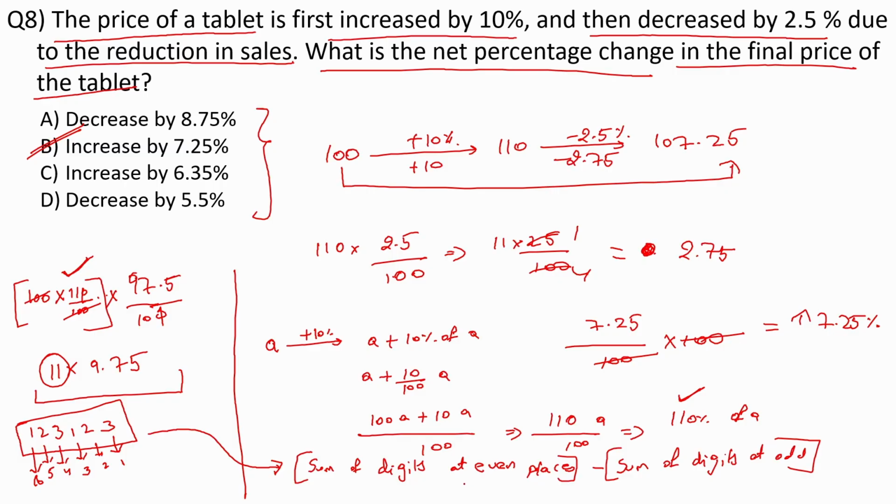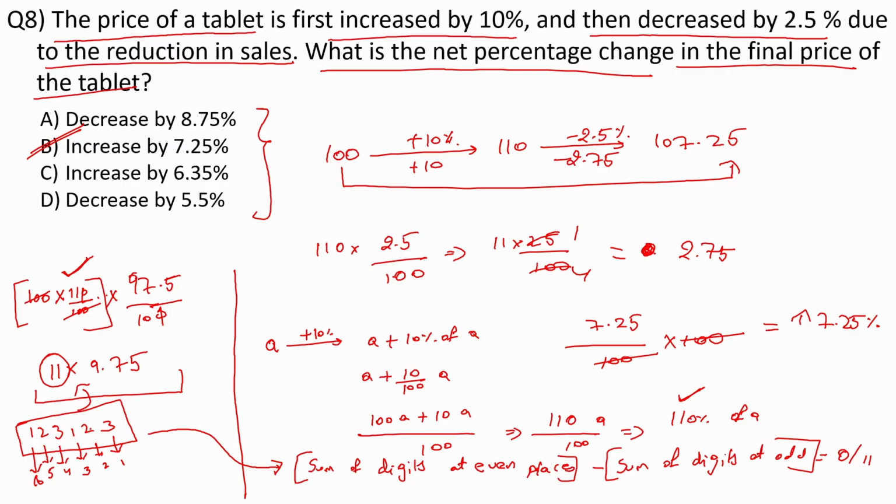So the difference between the sum of digits at even places and the sum of digits at odd places is either 0 or a multiple of 11. Then that number is a multiple of 11, divisible by 11. Okay, look at this number.